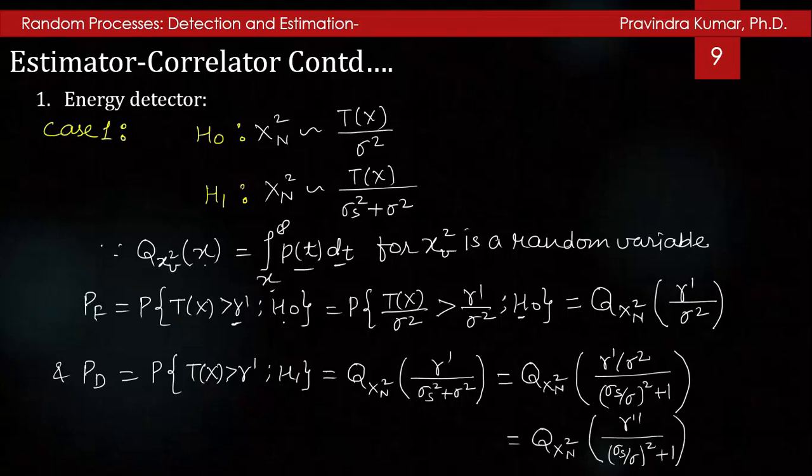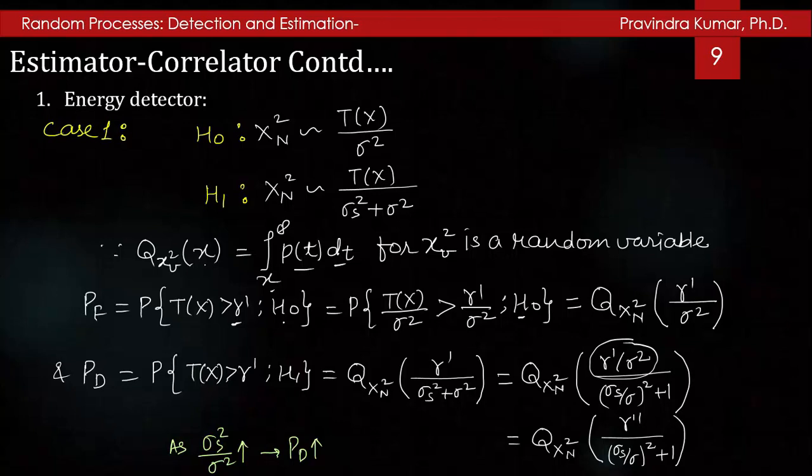So you can also write it as Q function of gamma double dash divided by (sigma s square by sigma square plus 1). The gamma double dash is gamma dash divided by sigma square, and you can see that as sigma s square by sigma square increases, the probability of detection also increases.